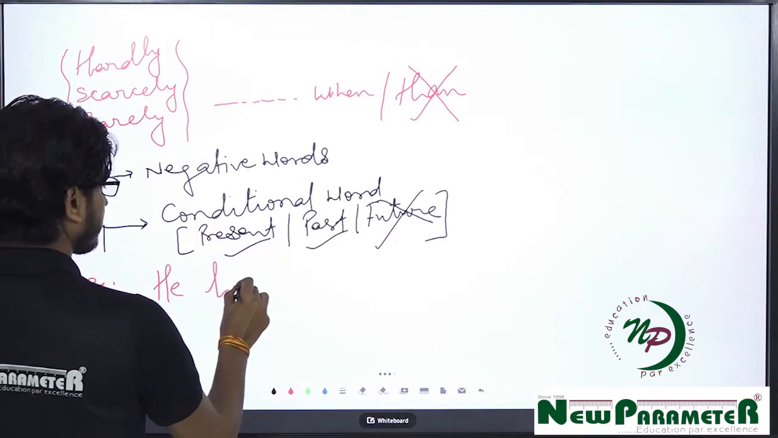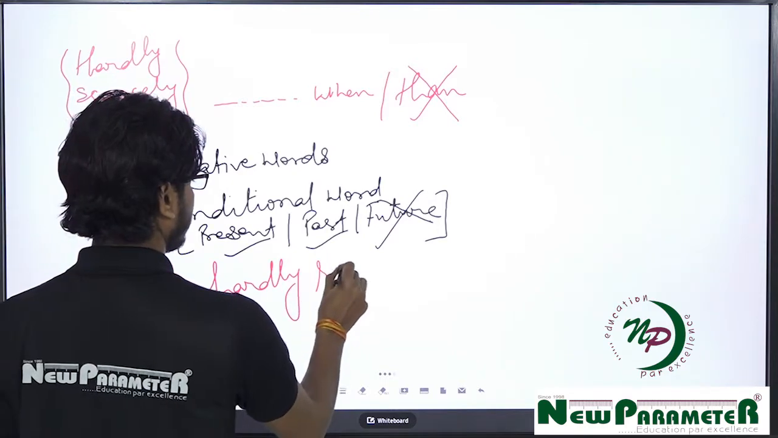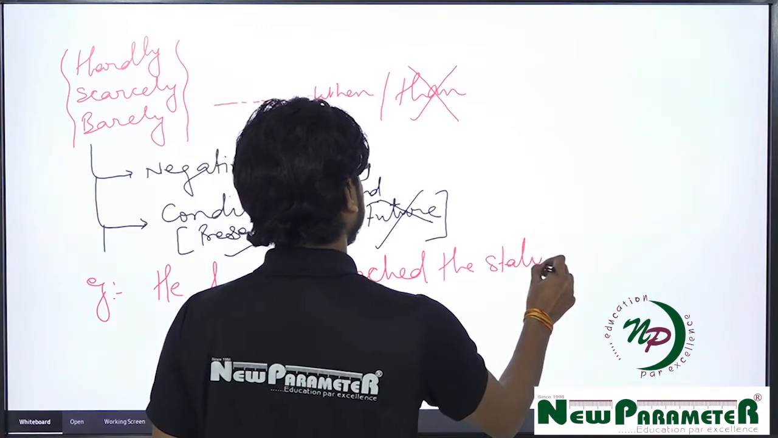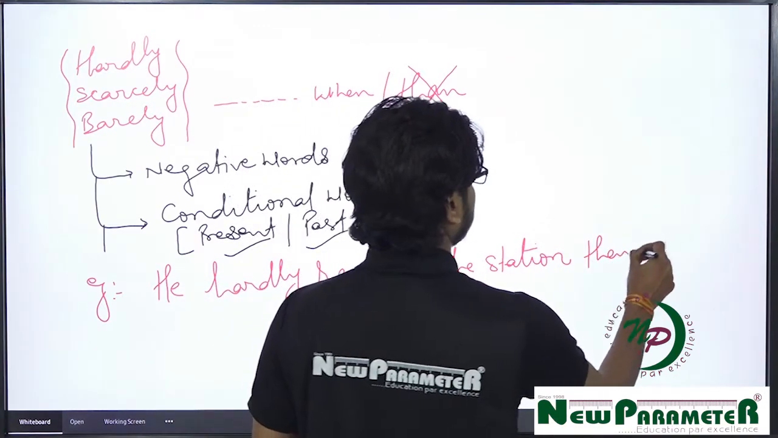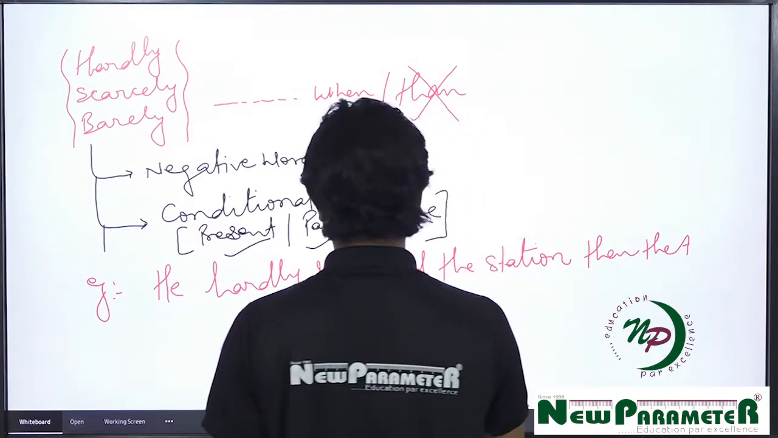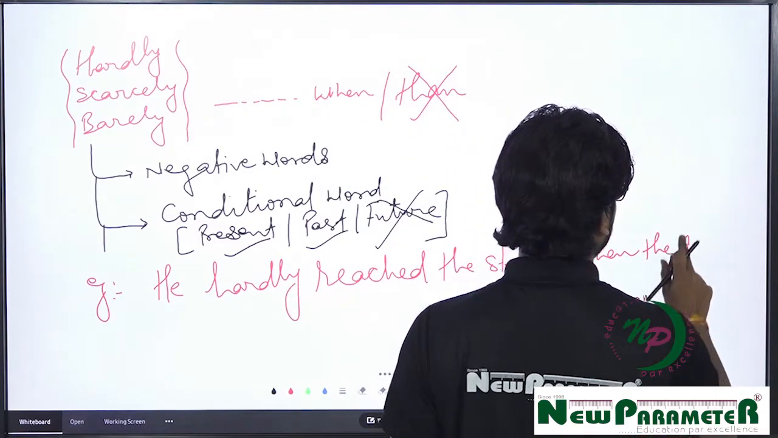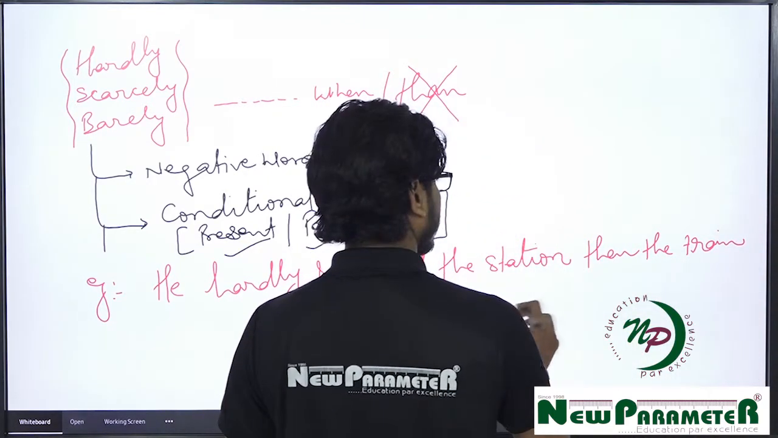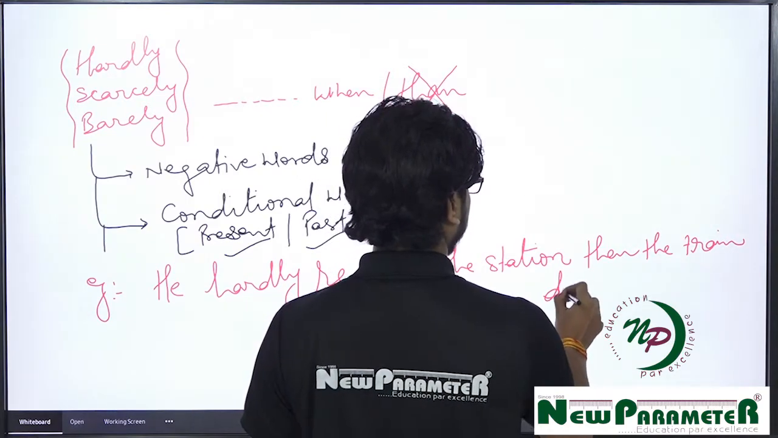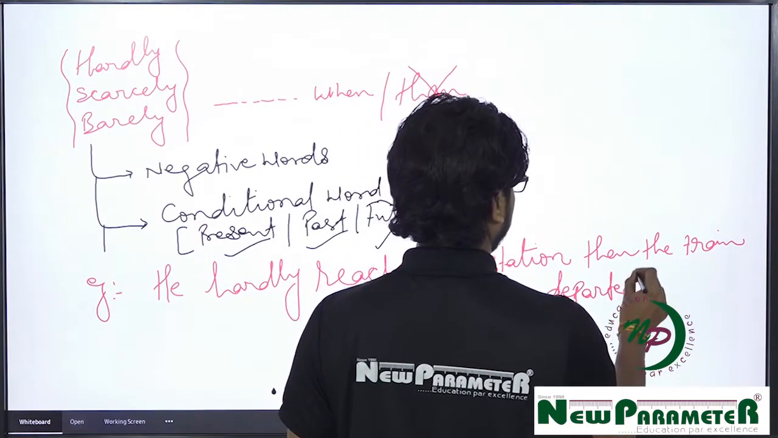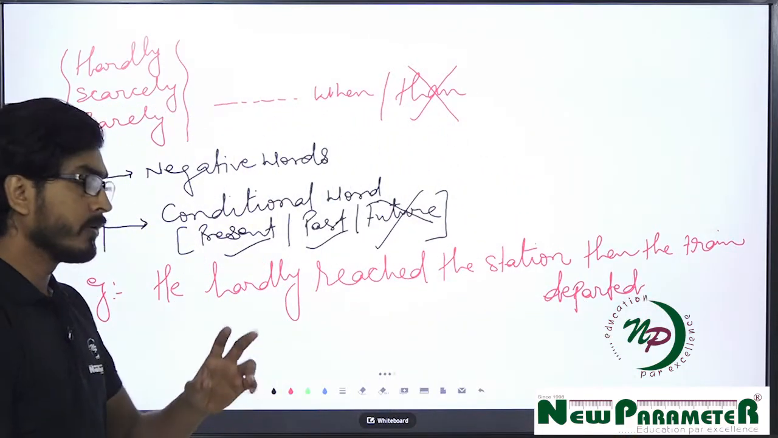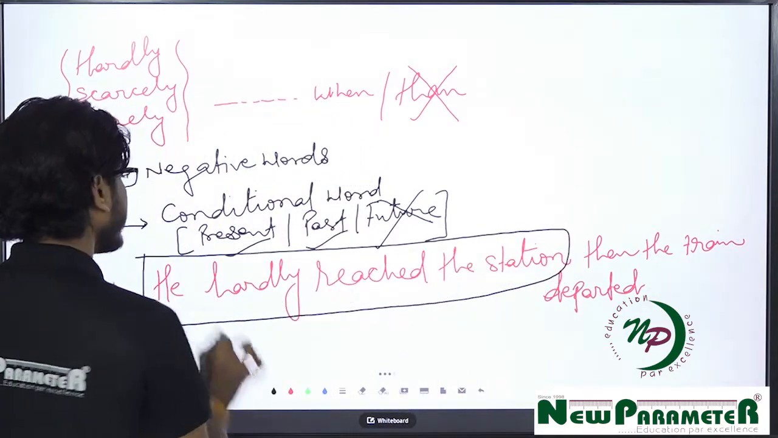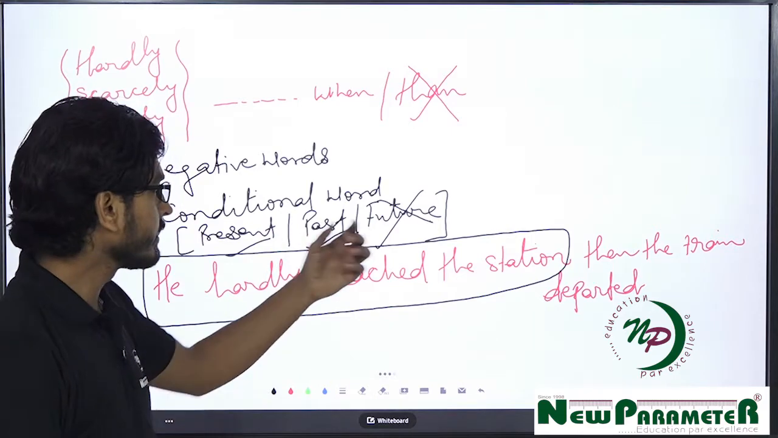He hardly reached the station, then the train departed. Now you see, there are two clauses. One is he hardly reached the station. This is the clause of what? Hardly. And this is the clause of then.